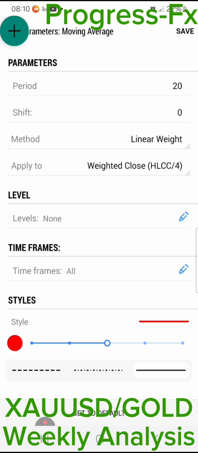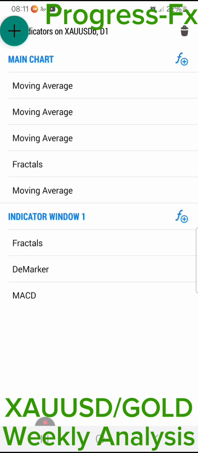The first 220 moving average, you can see the period is 20, the method is linear weight, and apply to weighted close. That is XAUUSD. So the second moving average is also a 20 moving average, but this time the method is simple. As you can see, apply to weighted close, HLCC4. You can as well choose the color of your choice.